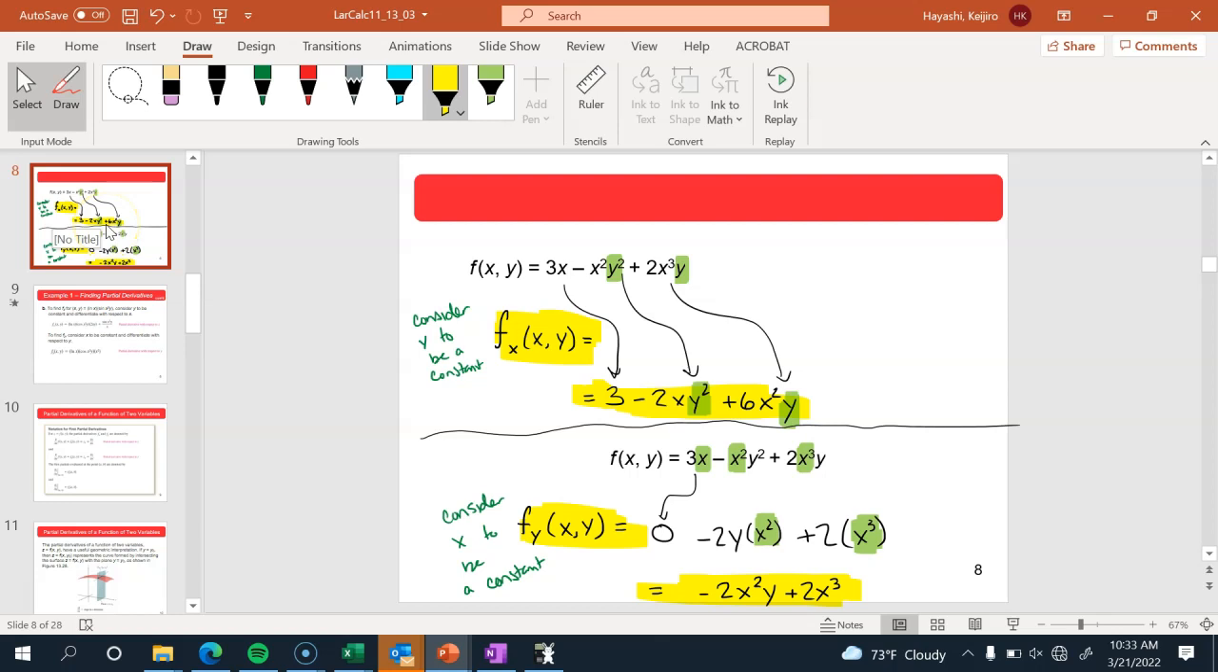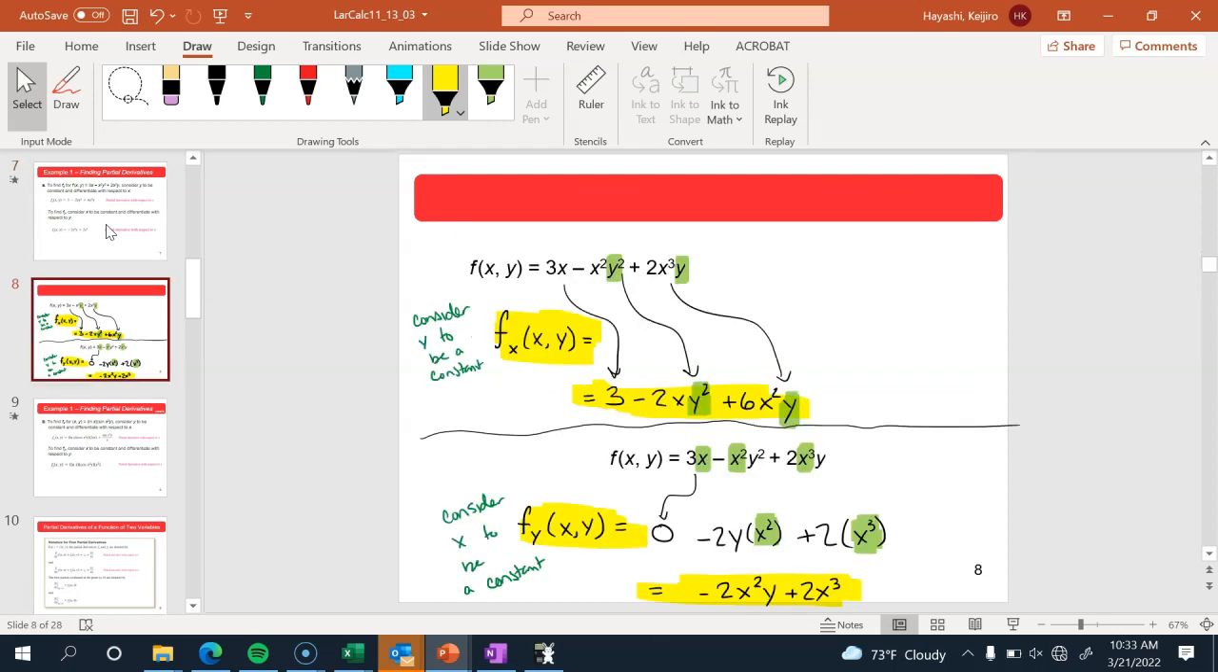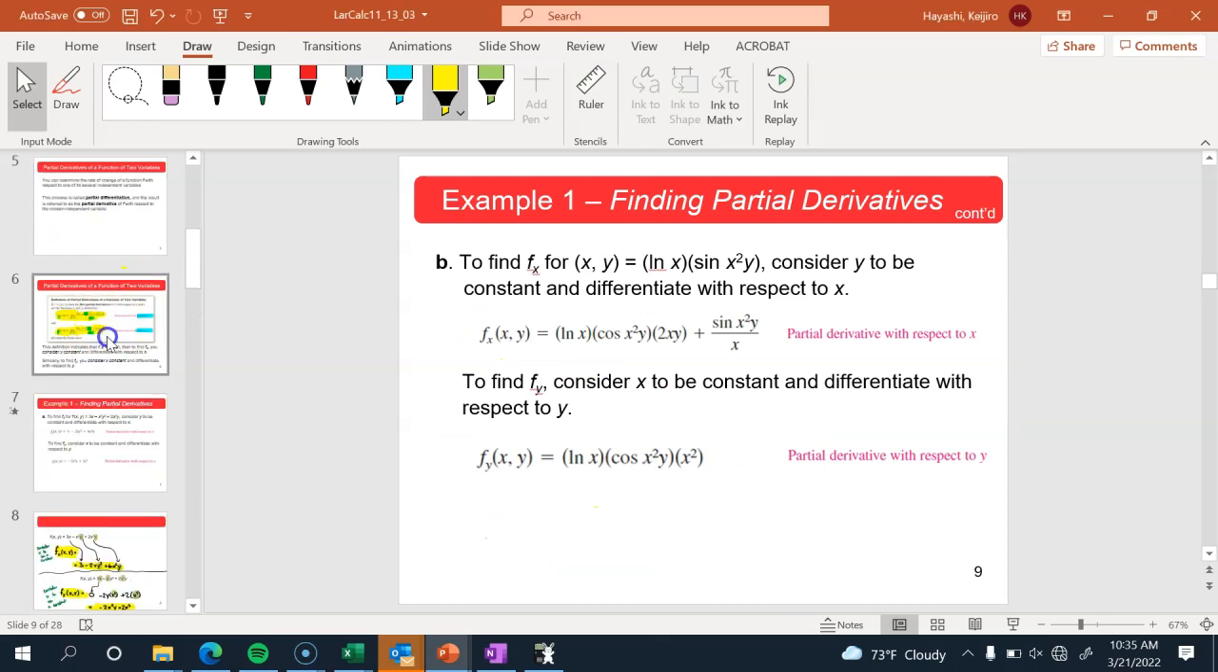3 minus 2x. 3 minus 2x squared. Yeah, okay, cool. Alright. Related to what is now available. Wait, what?